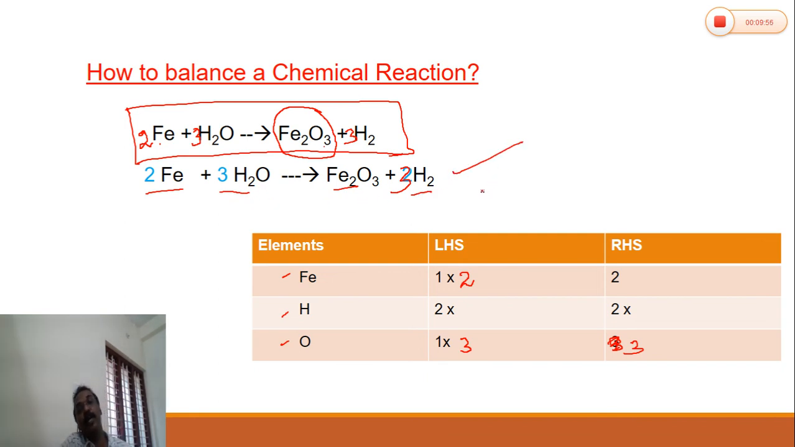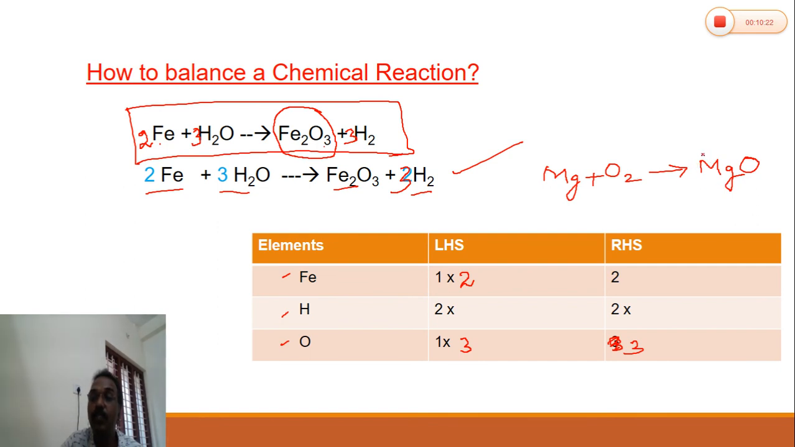This is the way of balancing the chemical equation. Making the number of atoms on both sides of the equation the same is called balancing a chemical equation. Another equation: we already have Mg plus O2 gives MgO. Here magnesium is 1, this side also magnesium 1. Here oxygen is 2, but this side only 1.